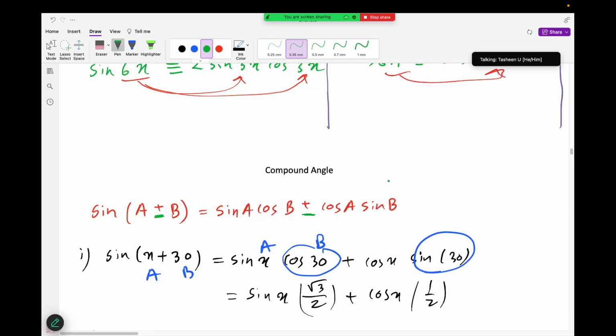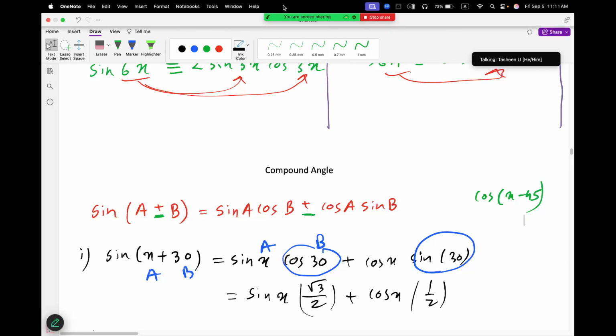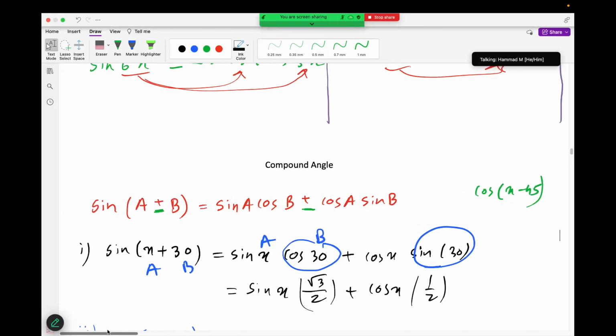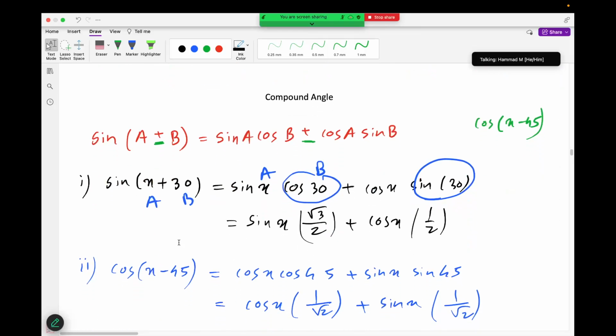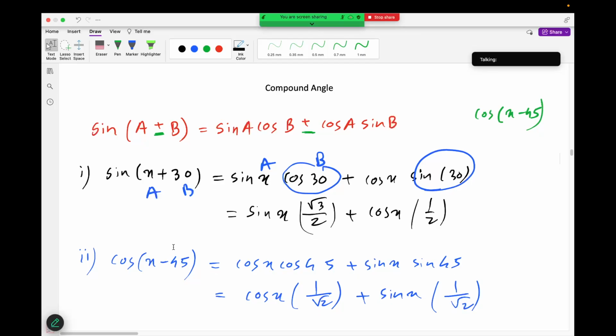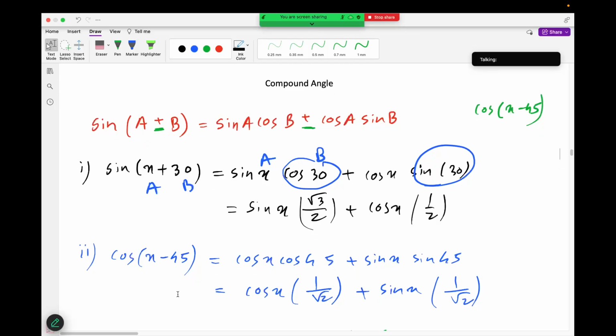If the question is given something like cos x minus 45, can you tell me how to utilize that? Root 2 by 2 cos x, or 1 by root 2 cos x plus 1 by root 2 sin x. You definitely use the calculator. You wrote root 2 by 2. I didn't write 1 by root 2. 1 by root 2 is root 2 by 2.